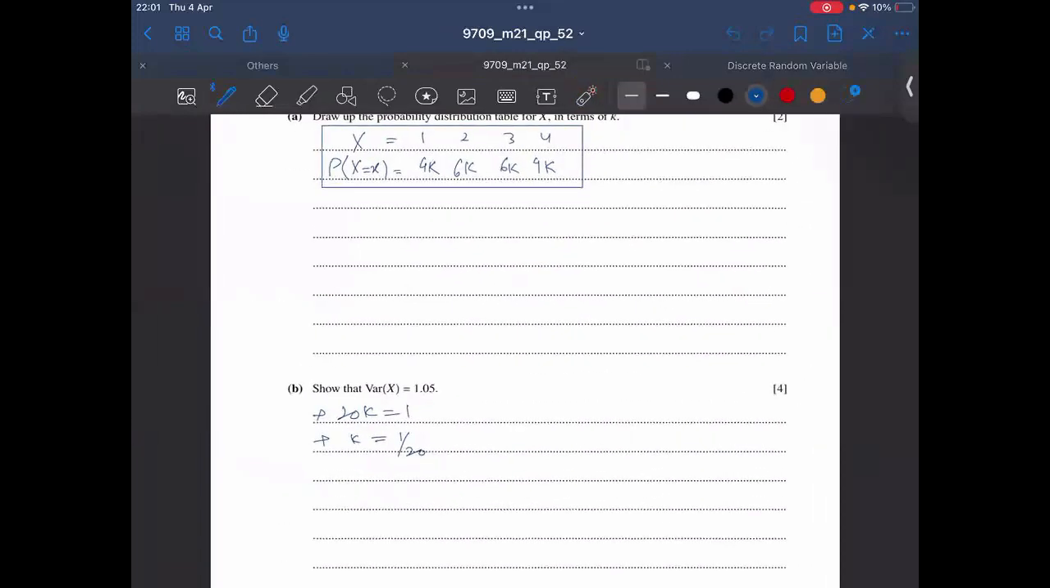So okay, I'm gonna take the square of the value: 1 square into 4 over 20, plus 2 square into 6 over 20, 3 square into 6 over 20, and 4 square into 4 over 20. All right. Minus square of mean. How do you calculate mean?